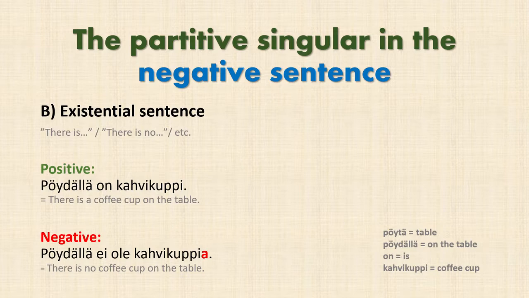But when the sentence is negative, i.e. there is no coffee cup on the table, kahvikuppia is in the partitive. Pöydällä ei ole kahvikuppia.